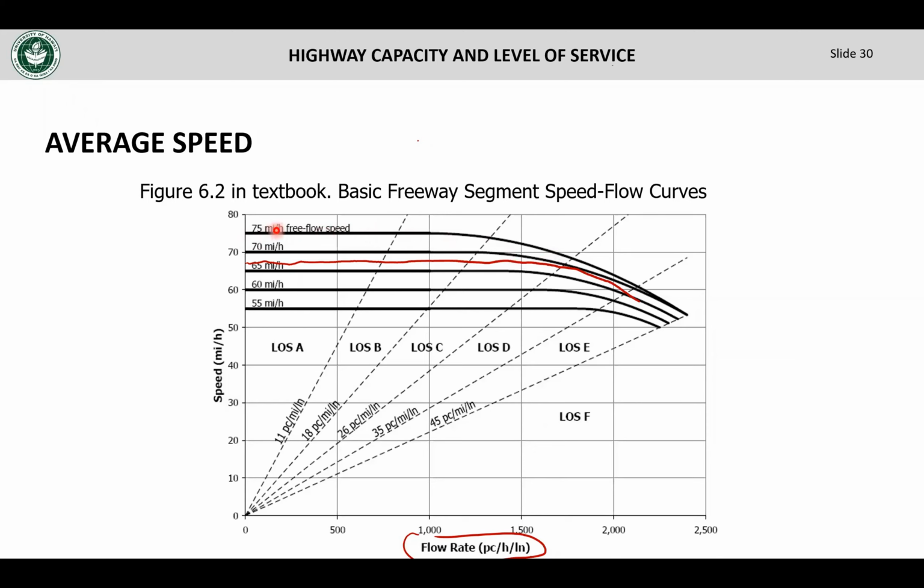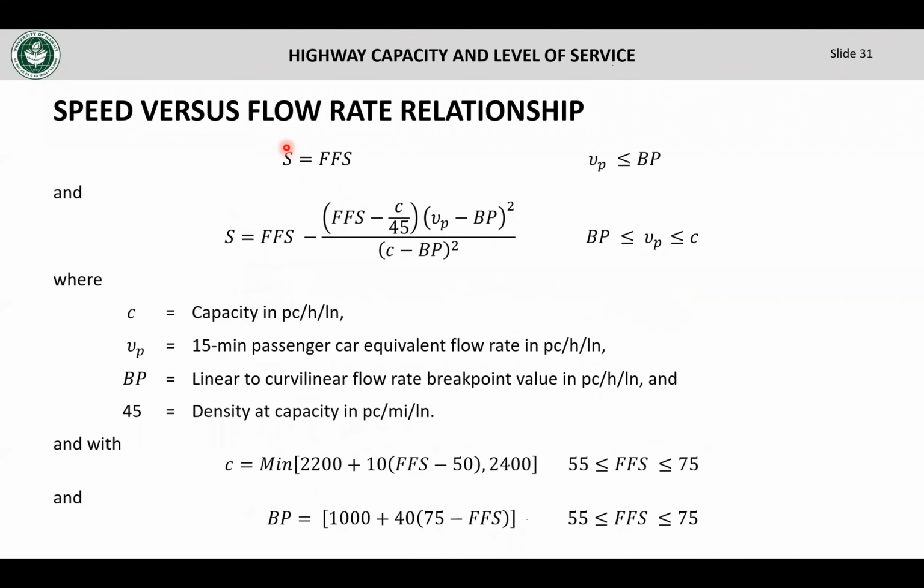So the equations in the next slide are giving us the speed for any flow rate. So we're going to get the curve. Essentially, for a given flow rate, what would be the speed at which traffic is moving? And you see this in this slide here.